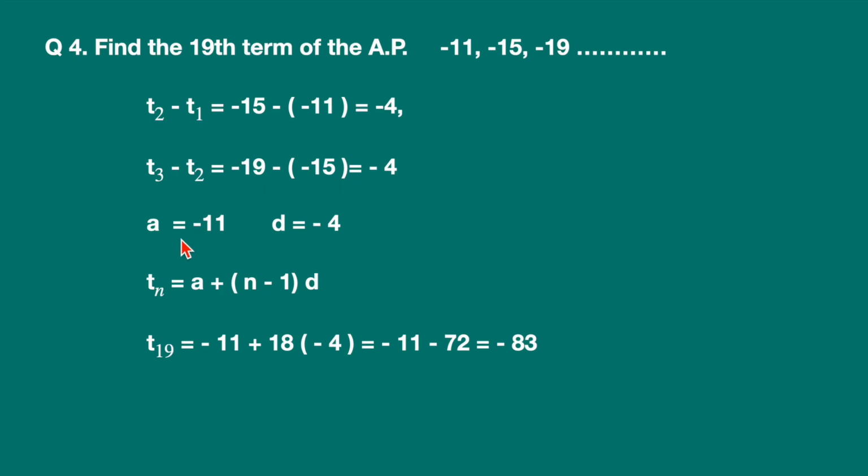So here A is minus 11, D is minus 4. Now Tn is A plus n minus 1 D. So let's write down, A is minus 11 here. Okay, and now we want T19. That is the 19th term we want. So let's put T19. And here A is minus 11. N put the 19. So 19 minus 1 is 18. Then D is minus 4. So you simplify this. You will get minus 83.